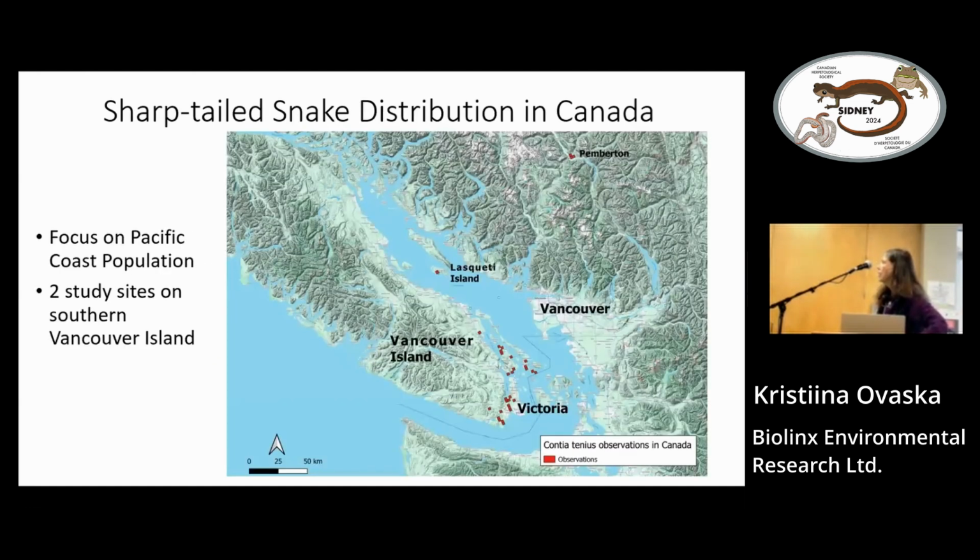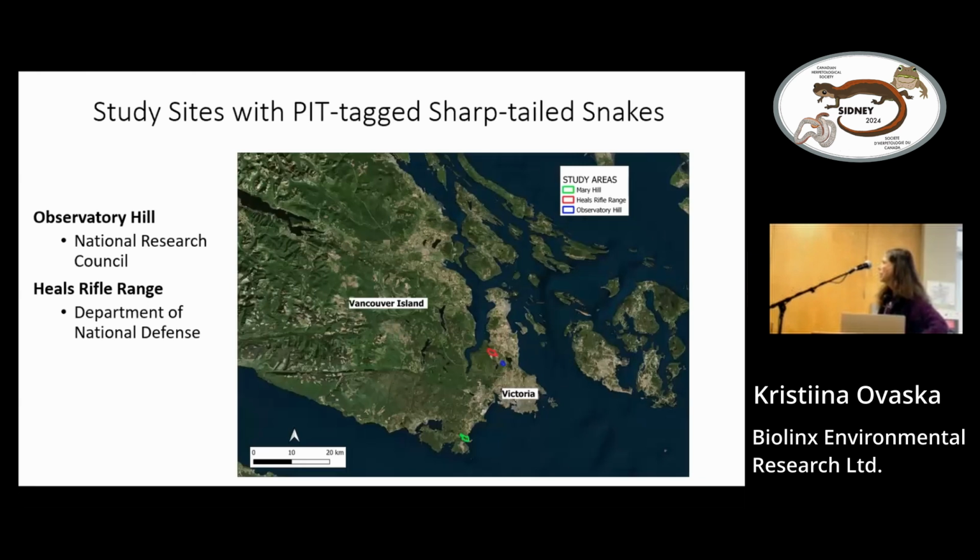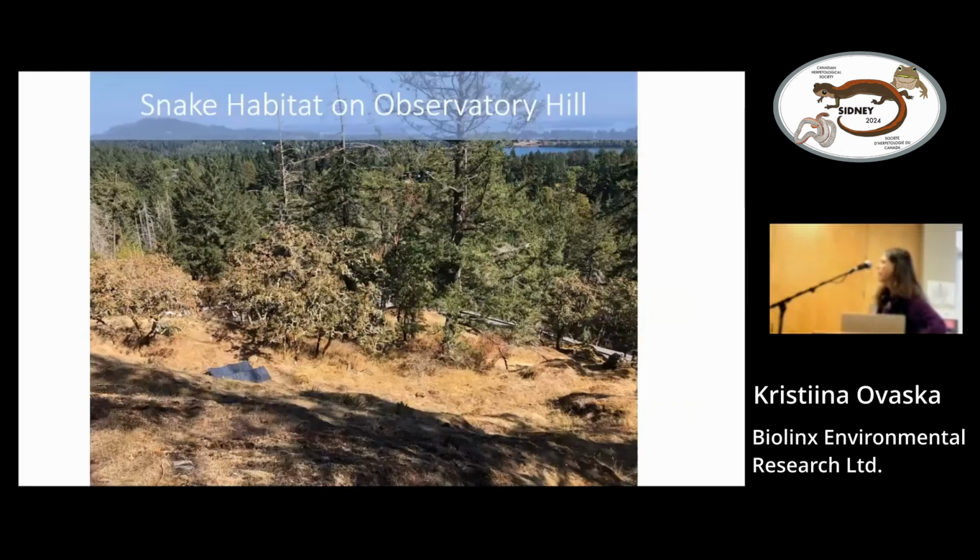We work on the Pacific coast population of sharp-tailed snakes. You just saw this map. This is Observatory Hill, or the site we call Observatory Hill. This is Hill's rifle range. We have another site in the south, Mary Hill. These are all federal sites and our current study sites, but we don't have any pit tagged snakes there.